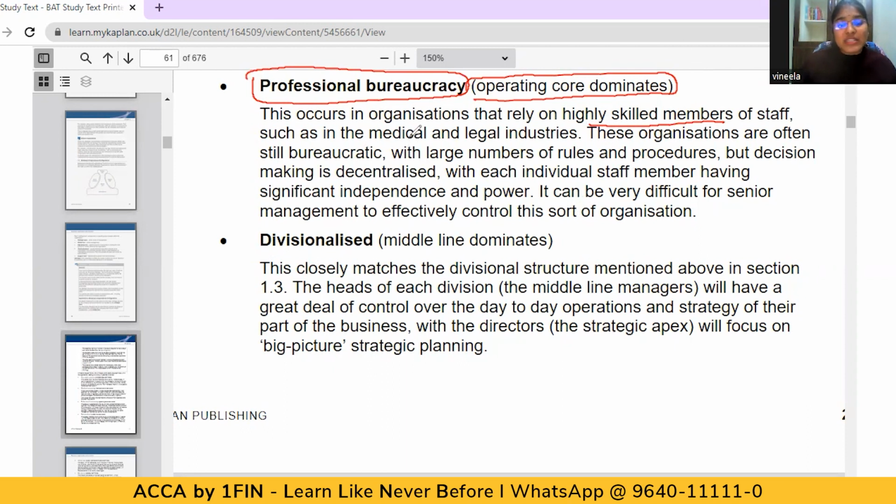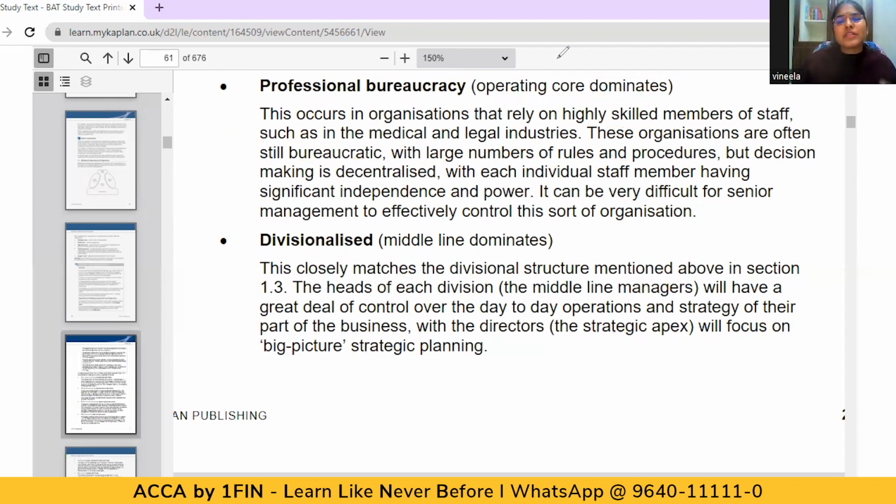Generally, you can see it in medical and legal industries, and still bureaucratic. Why are you calling it still bureaucratic? Professional people, fine, but this type of structure will have the same large rules and regulations and procedures. But the reason behind this professional bureaucracy is decentralized decisions. Decisions will not come from the top management like the strategic apex. Decisions are coming from the lower level people, the operating core. That's why you are saying that the organization is following a decentralized approach.